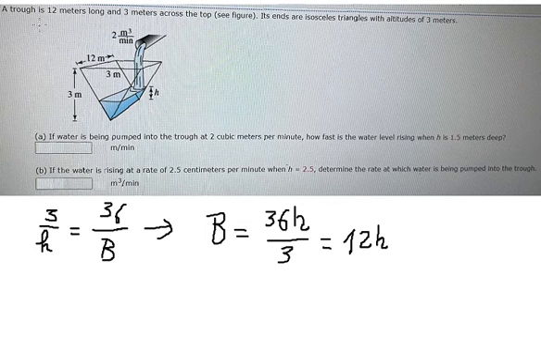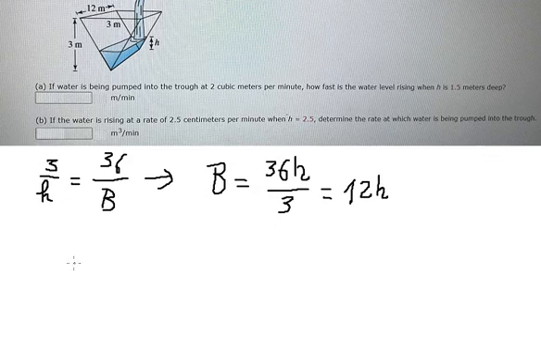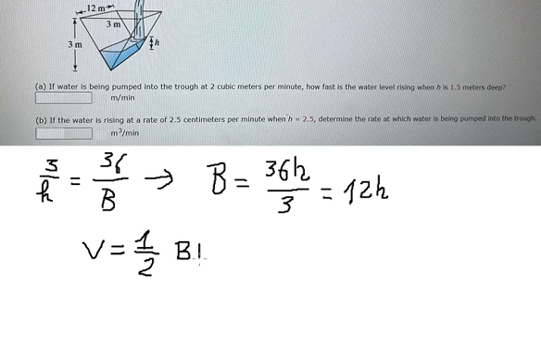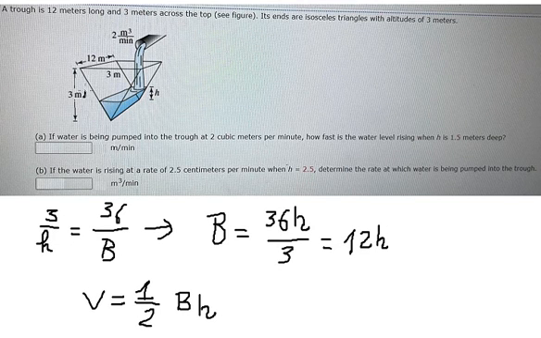Now we know that this is the trough. So we can see that this is a right triangle, and the base is a rectangle. To find the volume of this one, we have V equals 1 over 2 multiplied by base multiplied by h, because the height multiplied by the length in here is like this.